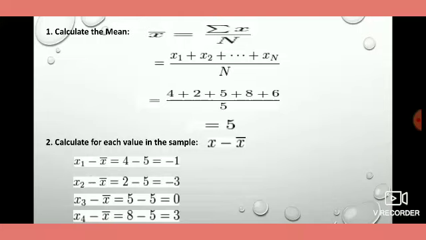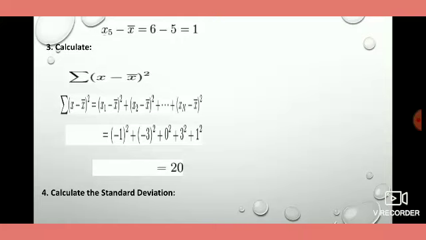Now let's move on to the second step, which is to calculate for each value in the sample, x minus x bar. Now here what we do, we subtract 5 from 4, and the answer which we get is minus 1. So 2 minus 5 is equal to minus 3, 5 minus 5 is equal to 0, 8 minus 5 is equal to 3, and then 6 minus 5 is equal to 1.